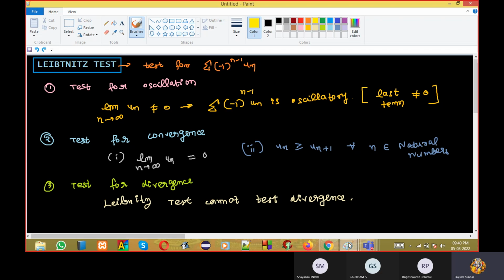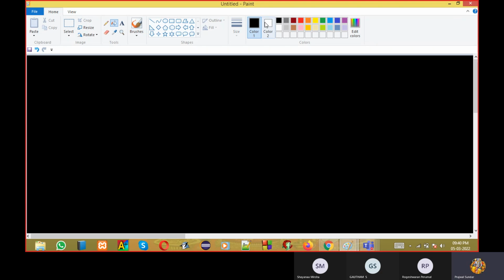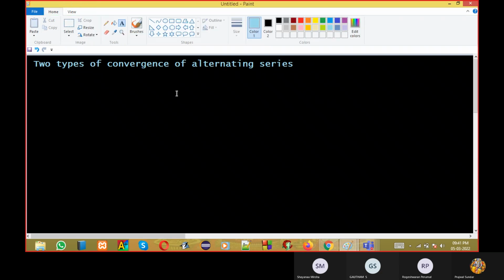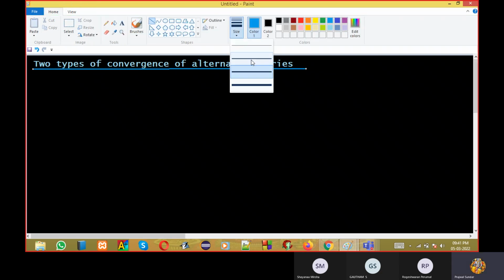Two questions I'll do in this chapter. Look at this, series. Now, if it is convergent, listen carefully. There are two types of convergence. Those two we will see, and how to differentiate them we have to see. Listen carefully.